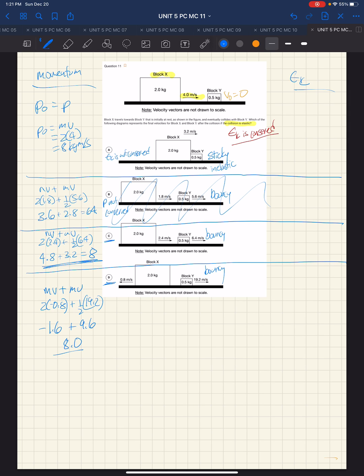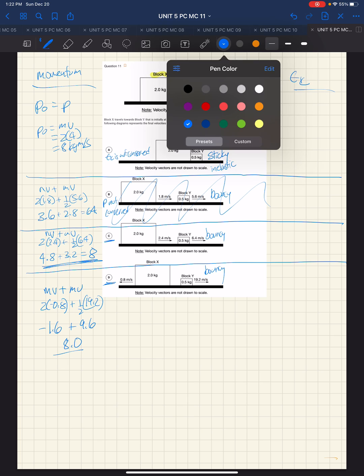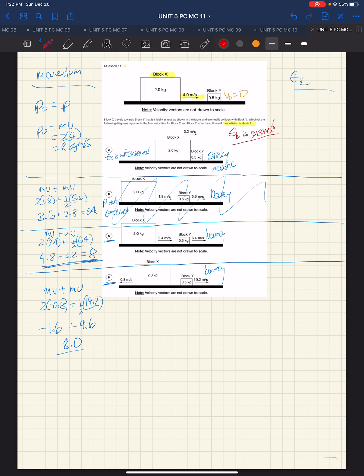So now let's look at the kinetic energies to see if they're conserved. We'll just start with D. We're going to start with our initial kinetic energy, and the initial is going to be the final kinetic energy. 1/2 mv squared, so we have 1/2 of 2 times 4 squared. That gives us 16 joules. So every one of these cases should have 16 joules.